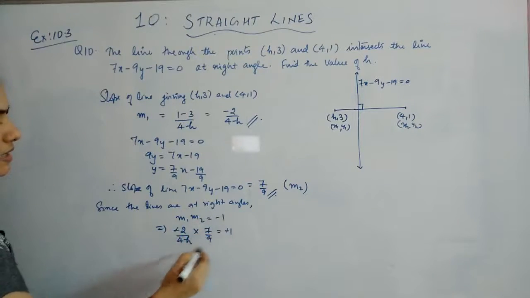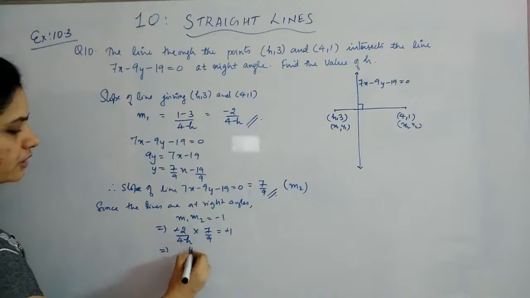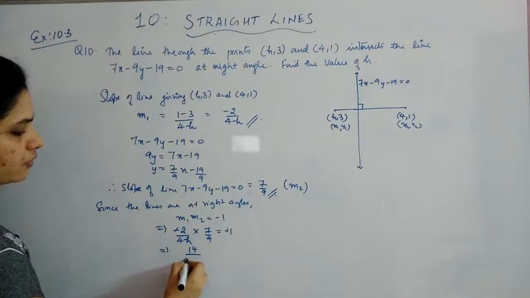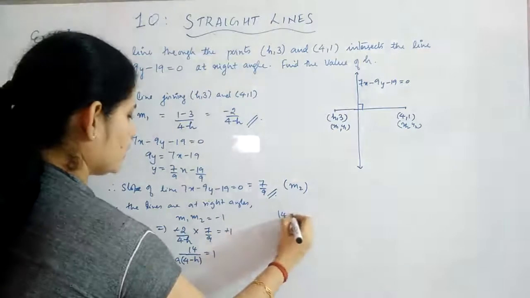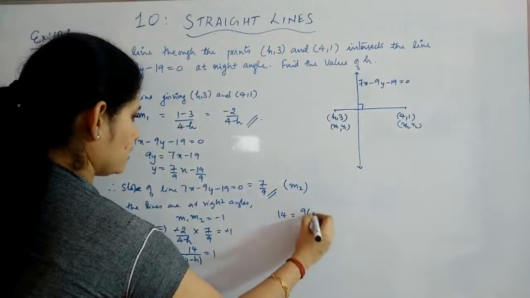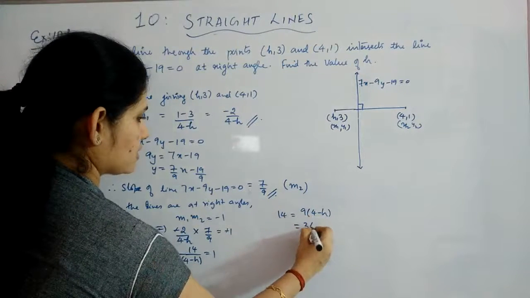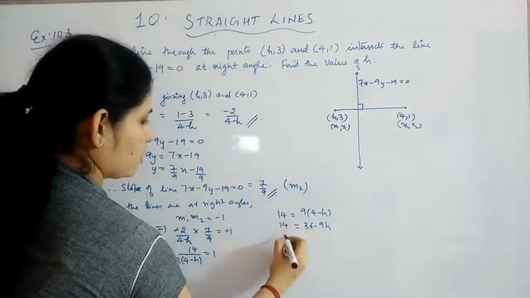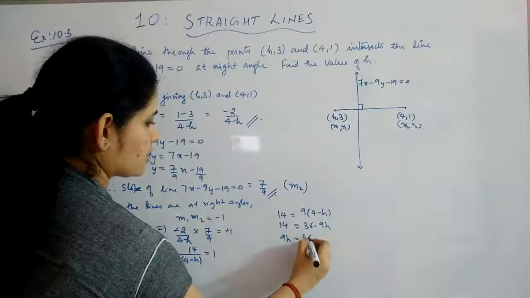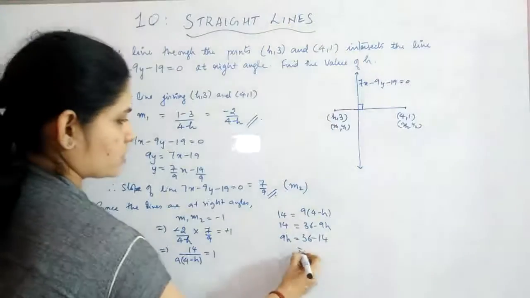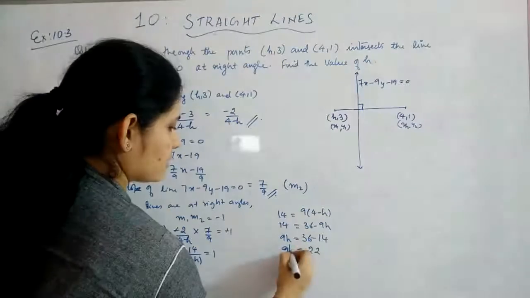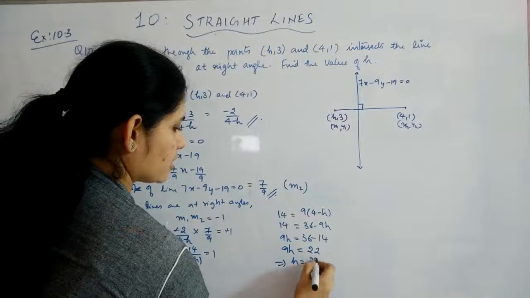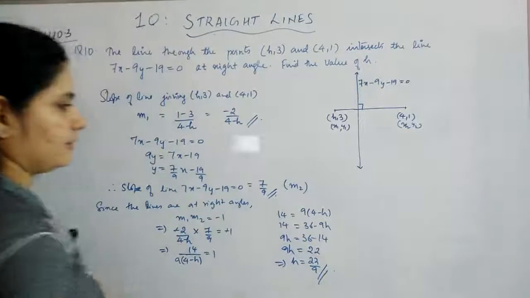So negative gets cancelled. You will get here 14 by (4 minus h) into 9 is equal to 1, or 14 is equal to 9 into (4 minus h), that is 36 minus 9h, or you can say 9h is equal to 36 minus 14, which is equal to 22. So 9h equal to 22, or h is equal to 22 by 9. Okay.